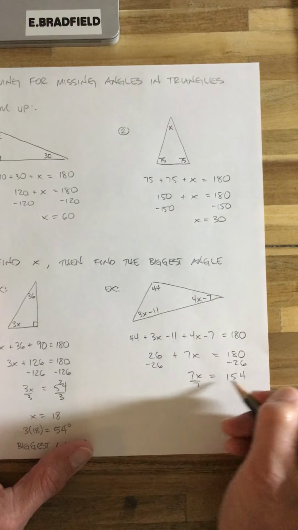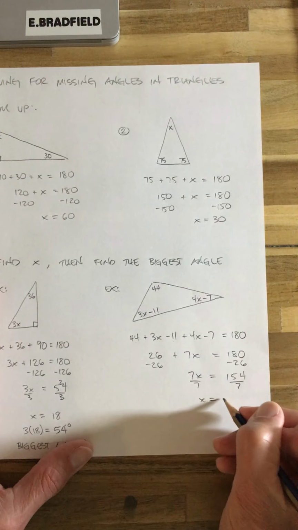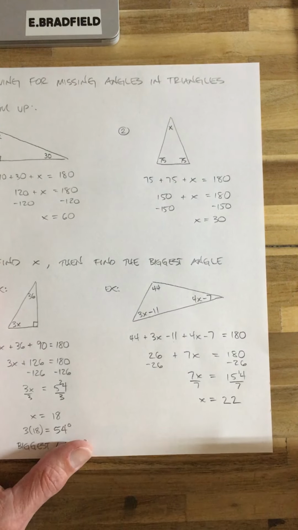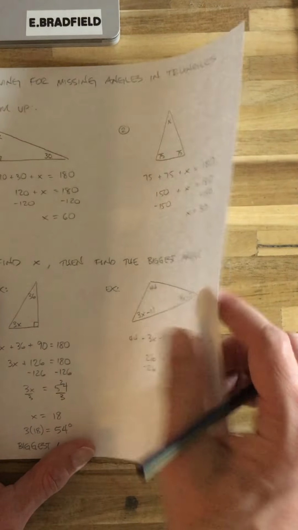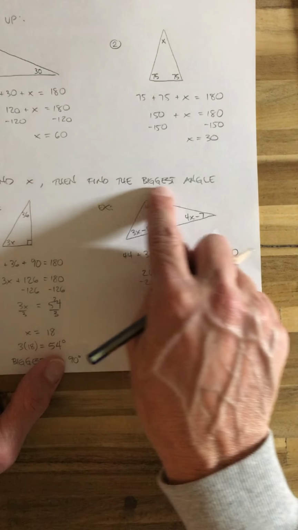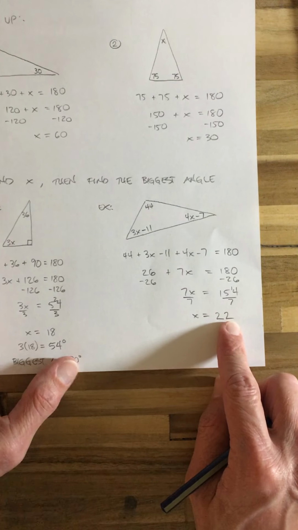Okay, divide by 7, so x equals... 7 goes into 15 twice with 1 left over. 7 goes into 14 two times. All right, and x equals 22. Find x, then find the biggest angle. So x is not what we're looking for. We're looking for the biggest angle.